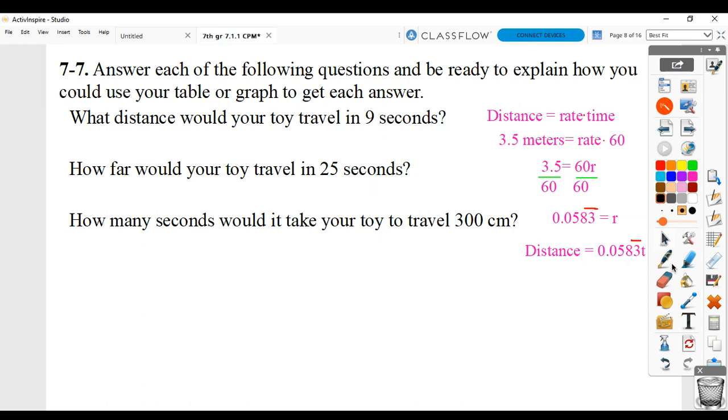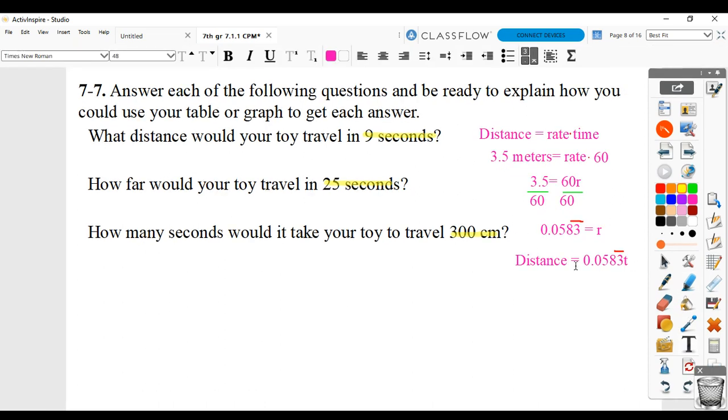Now we can put in the information that we're given. So we can put in 9 seconds for time and see what distance we get. We can put in 25 seconds for time and see what distance we get. And we could put in 300 centimeters for distance and see what time we get. Now, the thing to keep in mind is, again, this is in centimeters and this is currently in meters per second specifically. So we want to be clear on that. We have found our rate in meters per second. The label is important in this case.